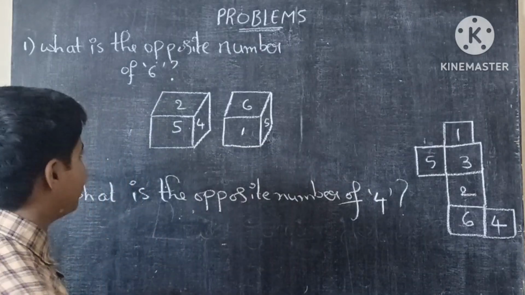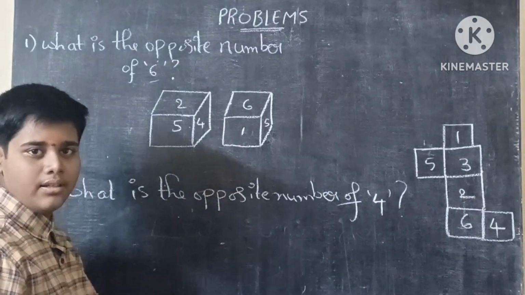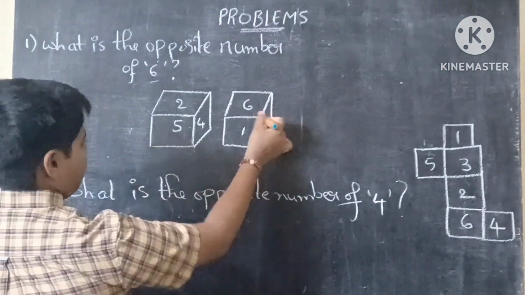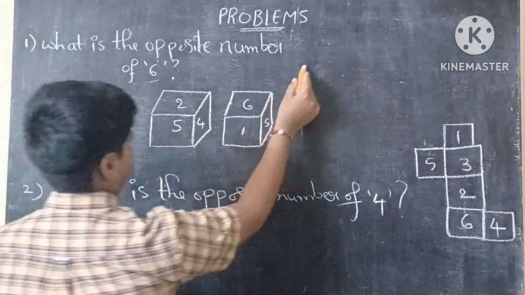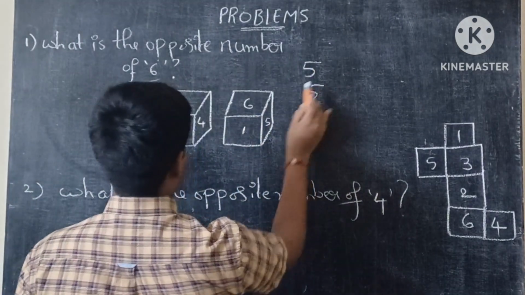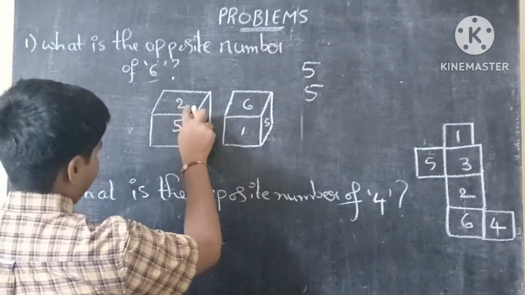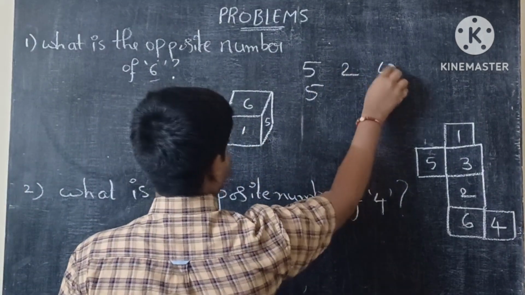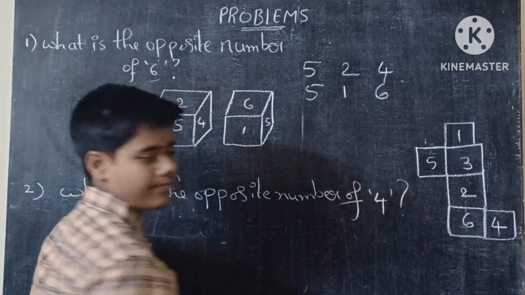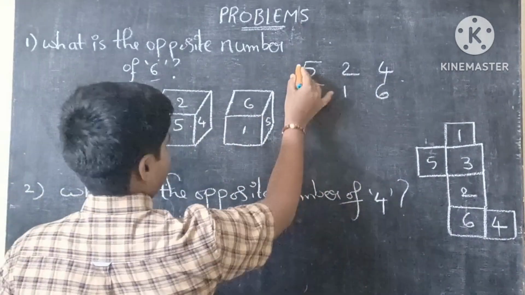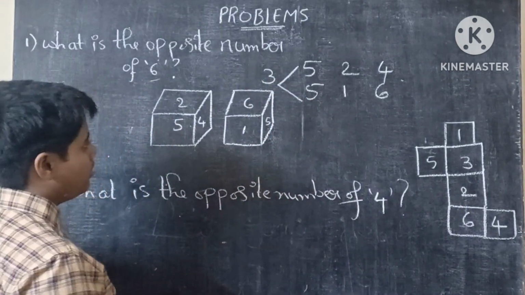If you see the first question, what is the opposite number of 6 in the given dice? In this first one, we have to take the common number. Here the common number is 5, and write 5, 5. And we have to write numbers clockwise, which means 5, 2, 4 and here 5, 1, 6. So here the remaining number is 3. Like this we have to write.